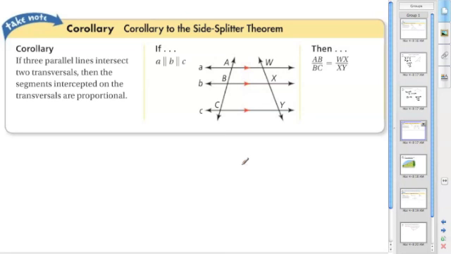Now we have the corollary to side splitter theorem, which says if you have more than one parallel lines, then you can compare the ratios to each other, which are still going to be congruent. So AB compared to BC is the same ratio as WX, XY.